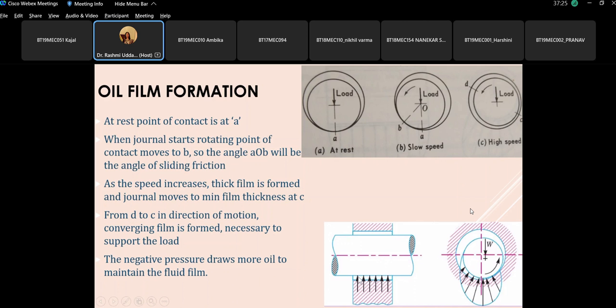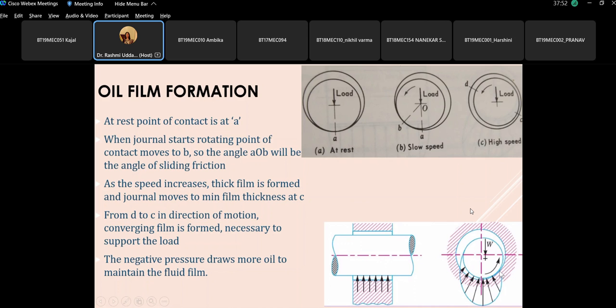If you see along the length, this is the pressure distribution. If you see across the converging film from the side view, the pressure starts increasing from D where the oil is entering. Somewhere at the middle zone, the pressure is maximum, and the pressure reduces to minimum or zero where the film thickness is minimum, or this is the H minimum. So here the pressure becomes zero.